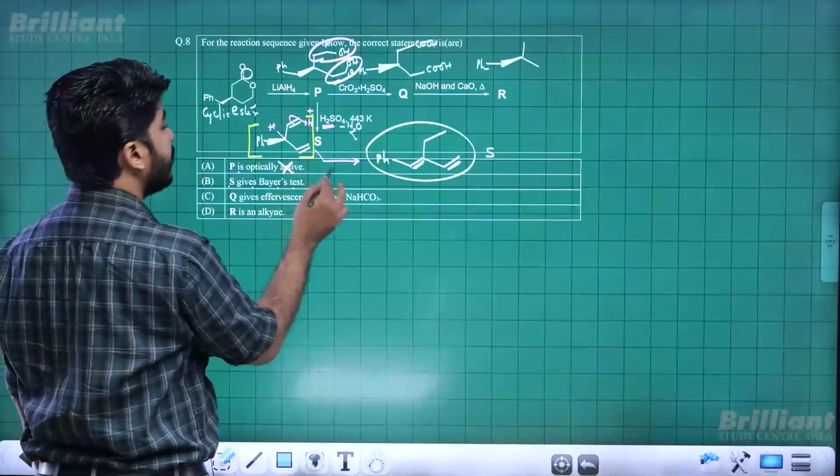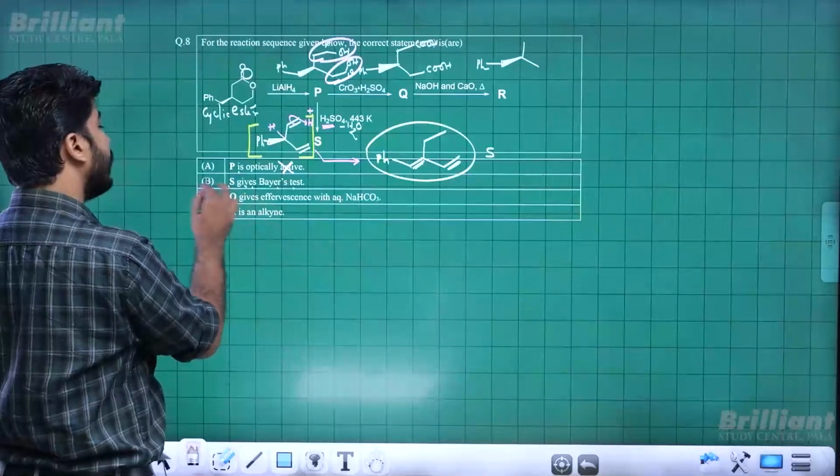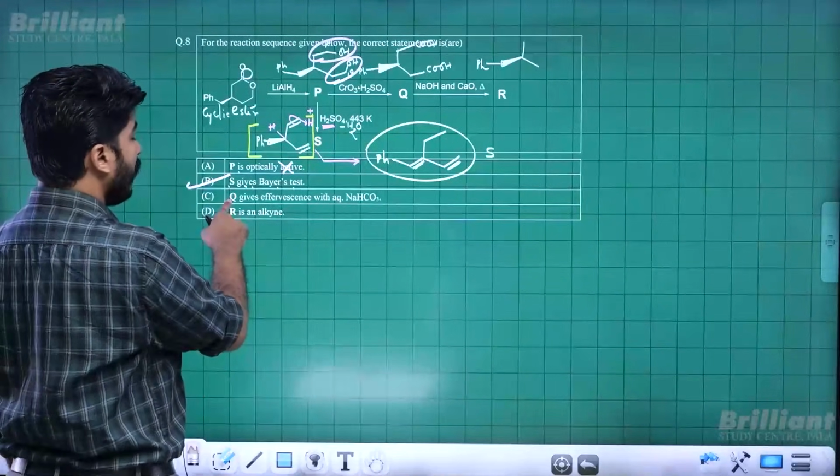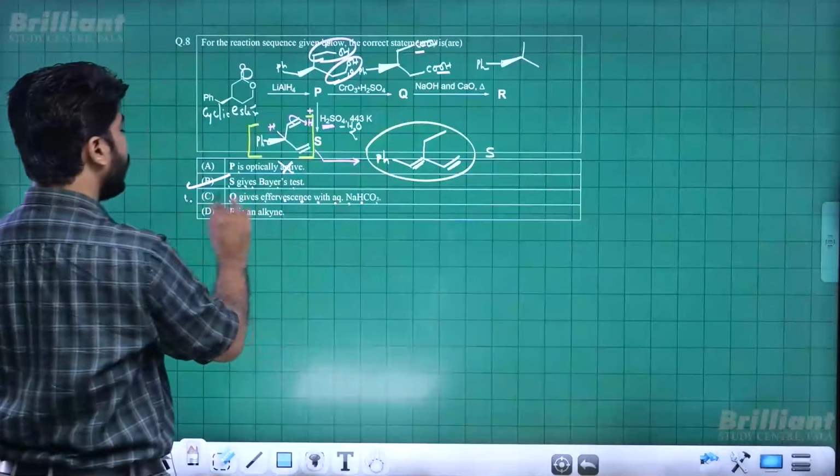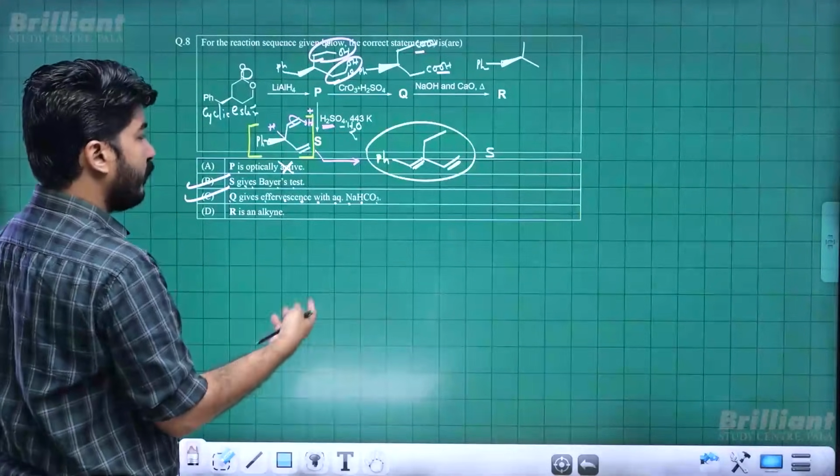S gives Baeyer's test. S is having alkene units, so it can give Baeyer's test. Q gives effervescence with aqueous NaHCO3. Q has carboxyl units, therefore it can evolve carbon dioxide with sodium hydrogen carbonate.